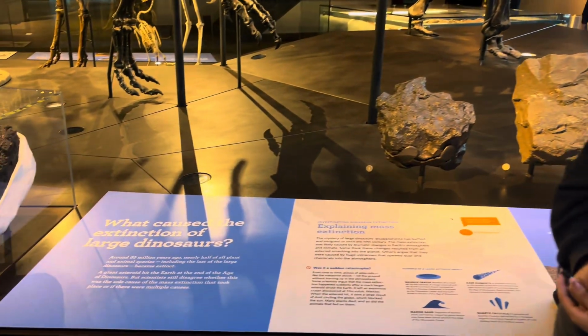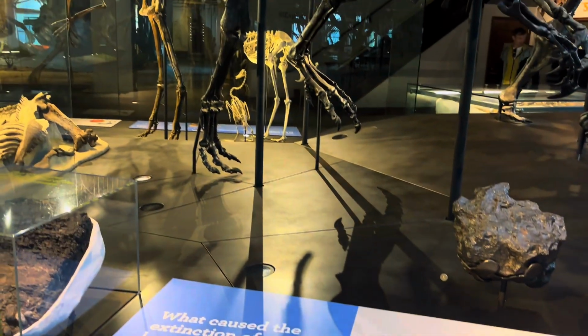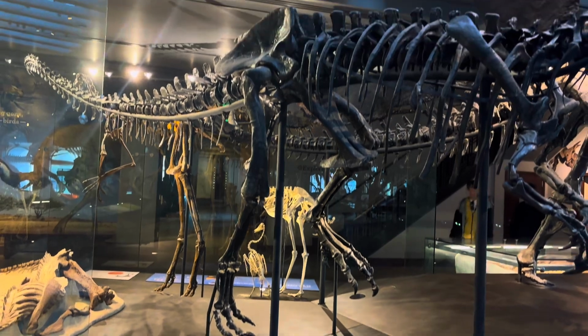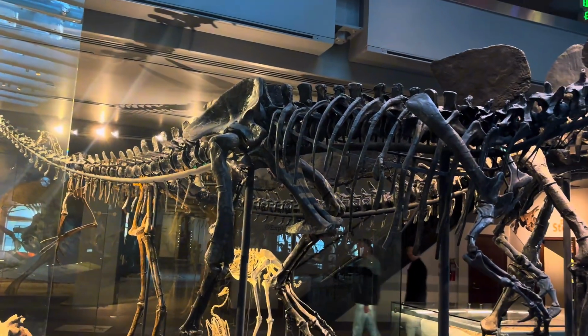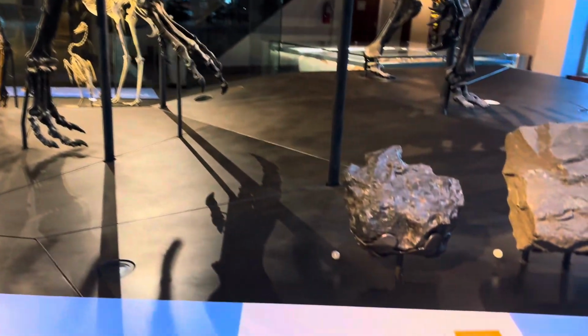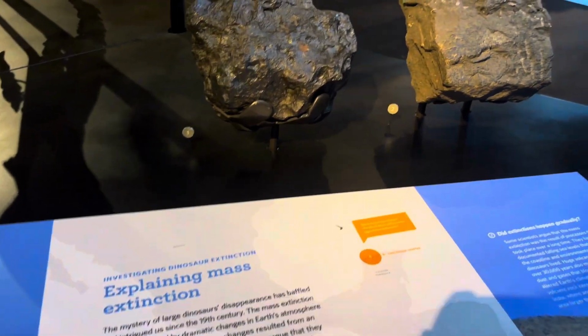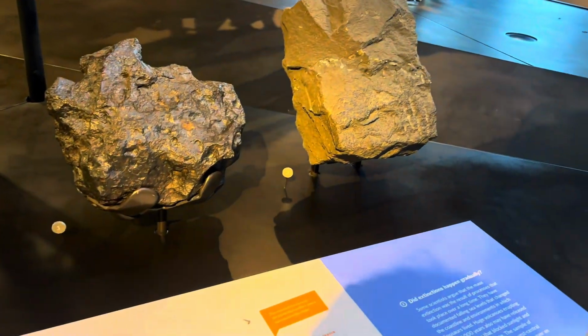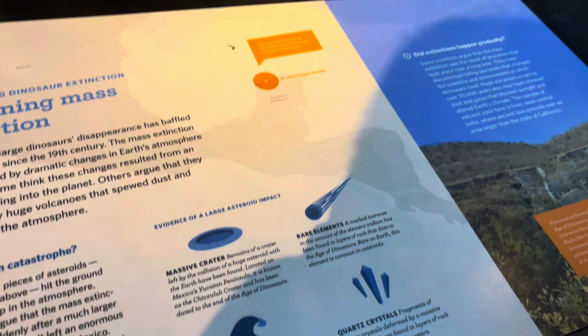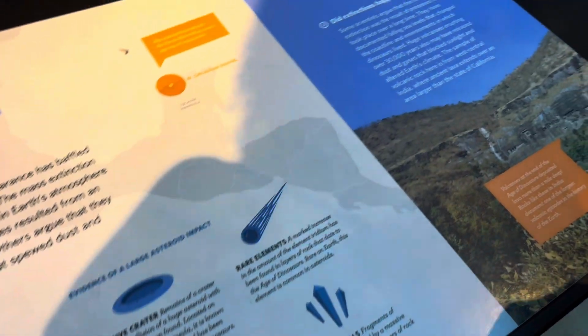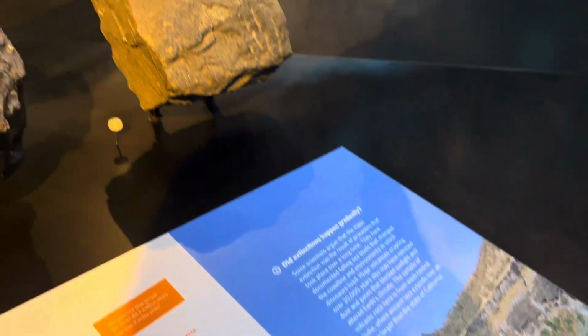The mystery of the large dinosaurs' disappearance has baffled and intrigued people since the 19th century. The mass extinction was likely caused by dramatic changes in the Earth's atmosphere and climate. Some think these changes resulted from an asteroid smashing into the planet. Others argue that they were caused by huge volcanoes that spewed dust and chemicals into the atmosphere.